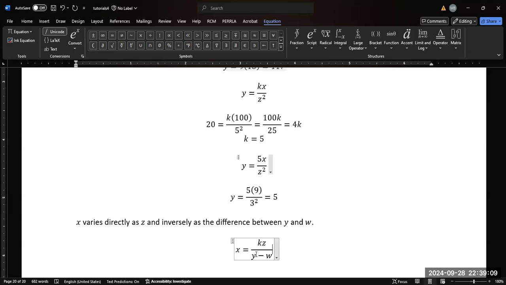If we had other information, we would proceed with solving this exactly the same way as we did with the others. We would need values for all 4 of our variables in order to find k. And then typically they would ask, here's 3 values, find the one that's missing, that's left.